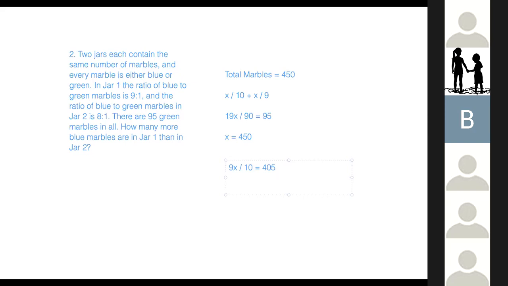And in the other one, it would be 8x over 9. So that would be 450 divided by 9 is 50 times 8 is 400. So the difference between 405 and 400 gives us the 5 marbles. So this is one way of doing it algebraically. So you take a variable of x. Any ideas of any other ways of doing this problem?